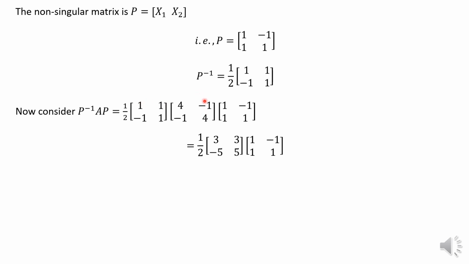1 × -1 + 1 × 4, minus 1 plus 4 is 3. Similarly, second row into first column: -1 × 4 + 1 × -1, that is -4 -1, it is -5. Next second row, second column: -1 × -1 is +1, +1 × 4 is 4, 1 + 4 that is 5.